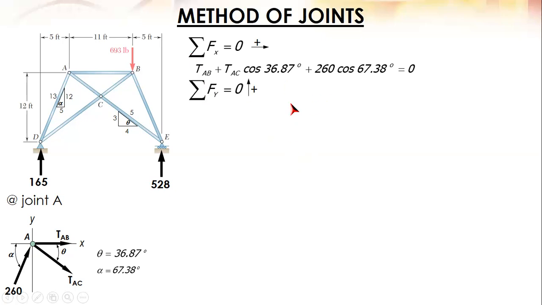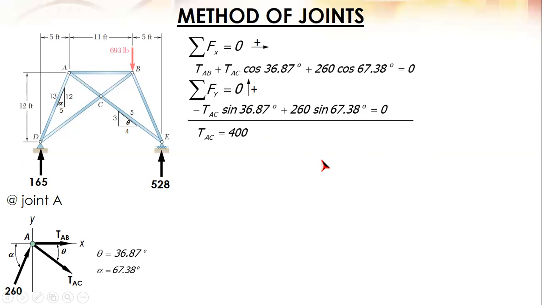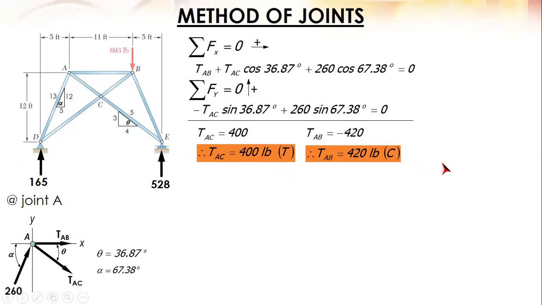Okay, summation of force sa y equal to 0, upward, positive. The component of 260 along the vertical is upward, so positive. The component of TEC along the vertical is downward, so negative. This is the result. From this equation, you can solve for TEC. And then after that, i-substitute nimo ang value diri, makuha nimo ang TEB. So therefore, TEC is 400 pounds tension, TEB is 420 pounds compression.